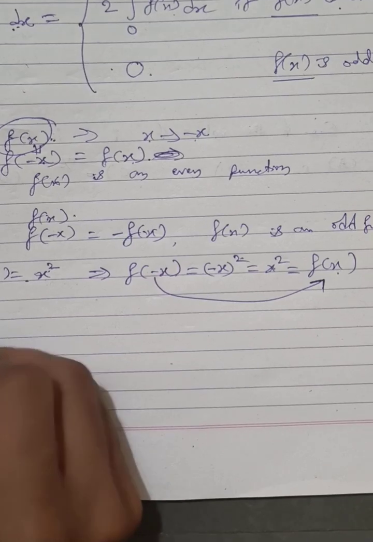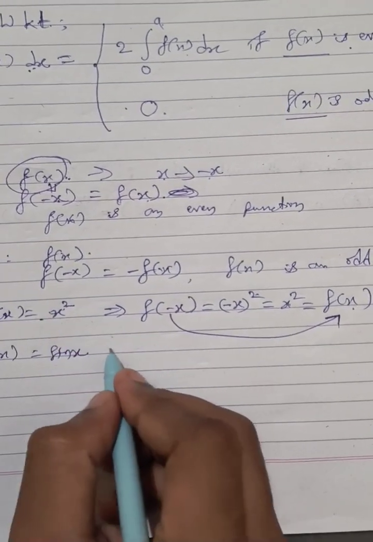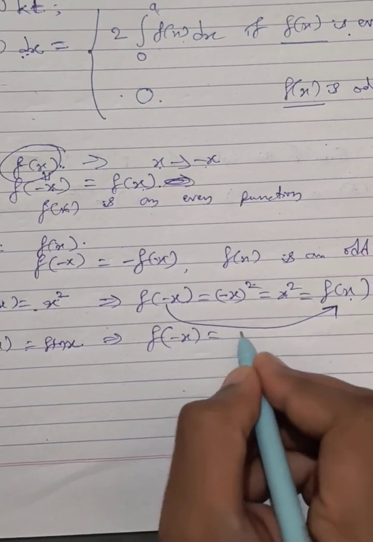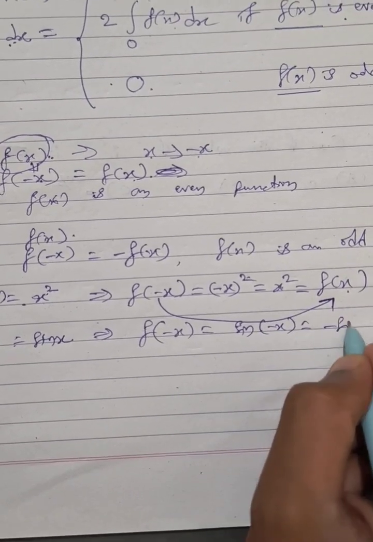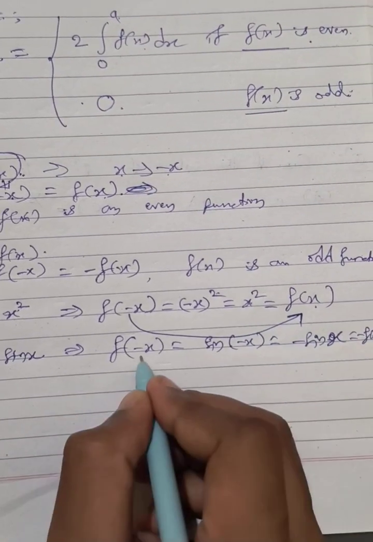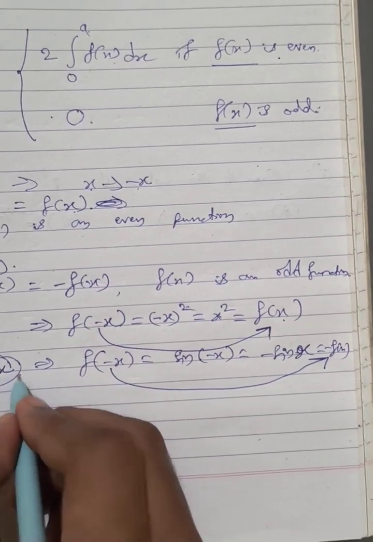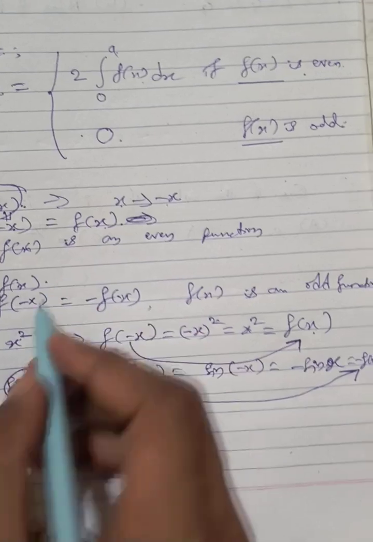Similarly, consider f of x equals sin x. Replace x by minus x: f of minus x equals sin of minus x. Sin of minus theta is minus sin theta, so we get minus sin x, which equals minus f of x. So f of minus x becomes minus f of x, and the sin function is an odd function. Is it clear, students?